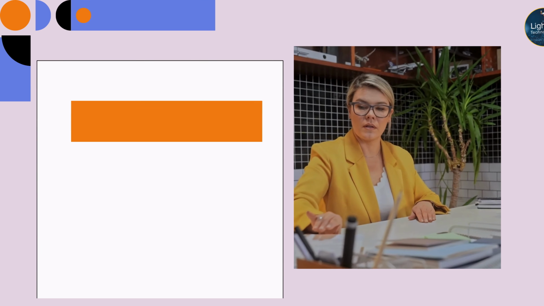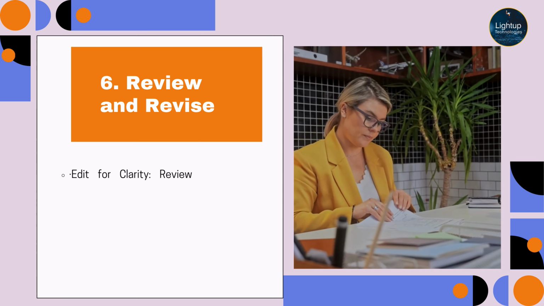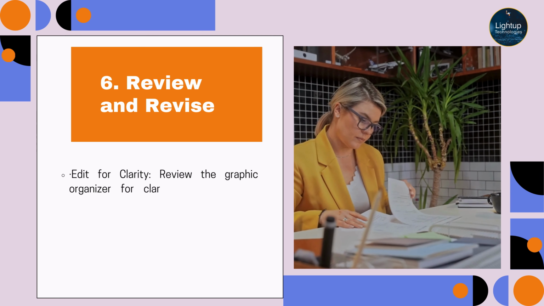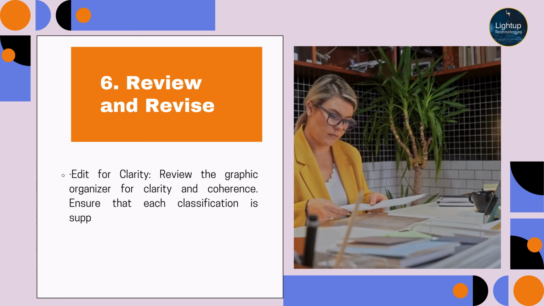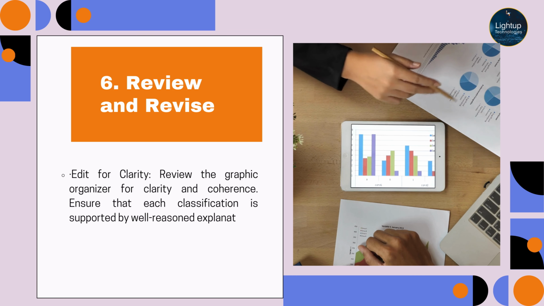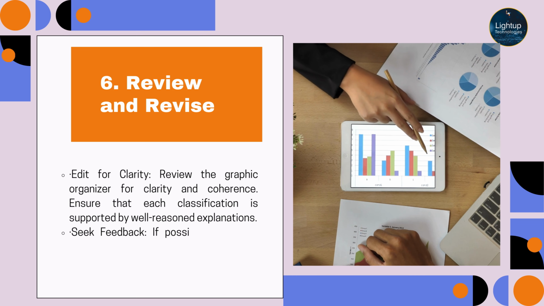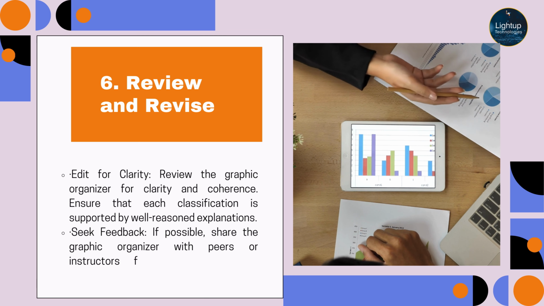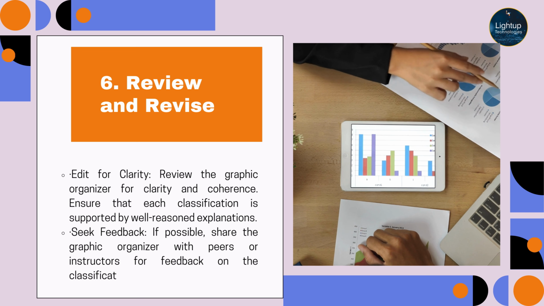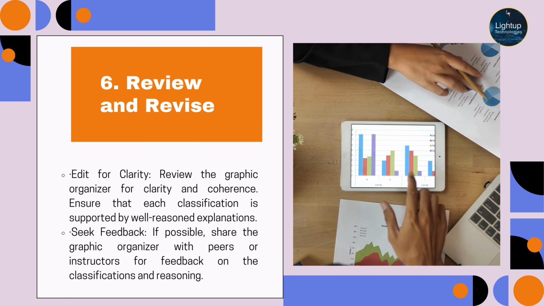Step 6. Review and revise. Edit for clarity. Review the graphic organizer for clarity and coherence. Ensure that each classification is supported by well-reasoned explanations. Seek feedback. If possible, share the graphic organizer with peers or instructors for feedback on the classifications and reasoning.